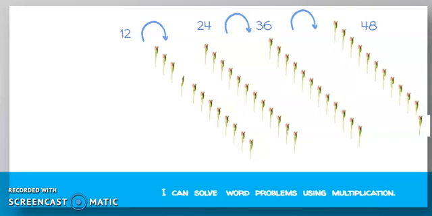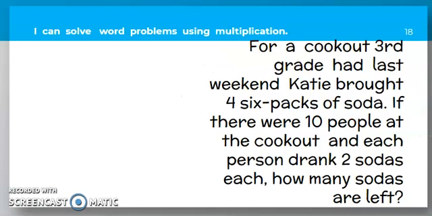Now, problem number 3. For a cookout third grade had last weekend, Katie brought 4 6-packs of soda. If there were 10 people at the cookout and each person drank 2 sodas, how many sodas are left? Again, I need you to pause the video and try to solve the problem by yourself. Okay, this is how I would do it. Let's check if you did it the same way.